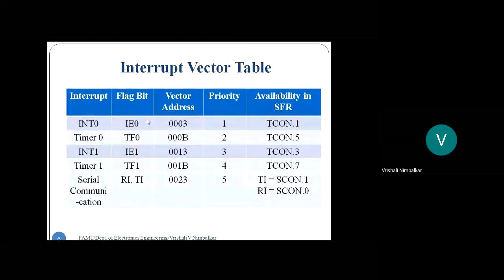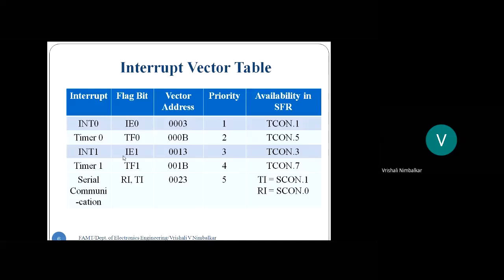Right? So where are these available? IE0, TF0, IE1, TF1 is available in TCON register. TCON.1, TCON.5, TCON.3 bit and TCON.7 bit. And RI and TI are available in SCON bits. SCON.0, SCON.1. Is that okay?